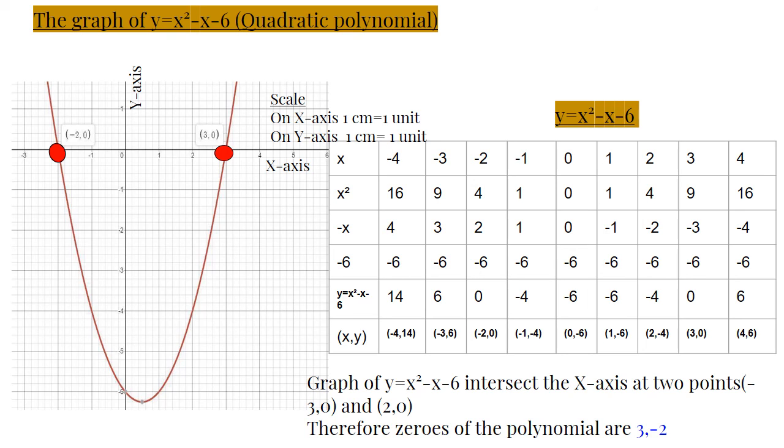If we check this, if we substitute 3 in y is equal to x square minus x minus 6, we will get its value as 0. If we substitute minus 2 in place of x in y is equal to x square minus x minus 6, we will get it is 0. So 3 and minus 2 are the zeros of the polynomial.